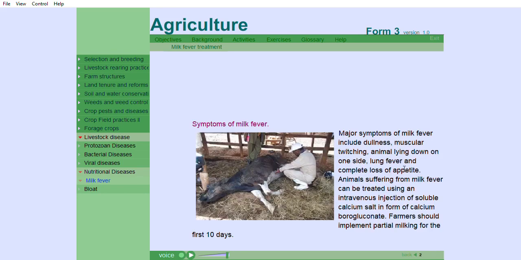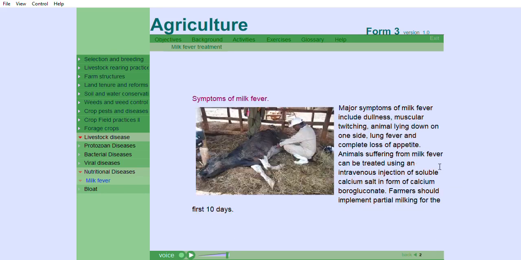Symptoms of milk fever. Major symptoms of milk fever include dullness, muscular twitching, animal lying down on one side, lung fever, and complete loss of appetite. Animals suffering from milk fever can be treated using an intravenous injection of soluble calcium salt in form of calcium borogluconate. Farmers should implement partial milking for the first 10 days.